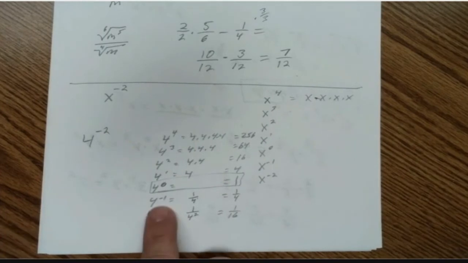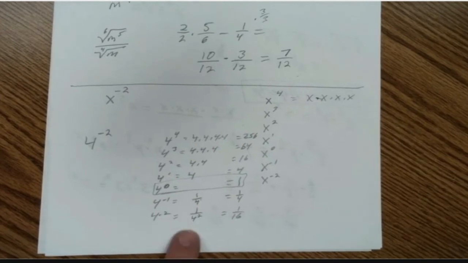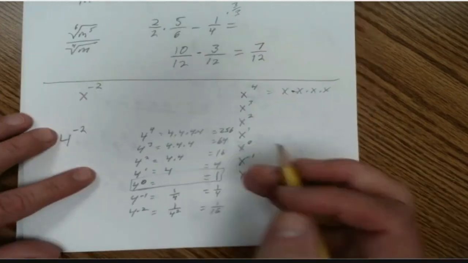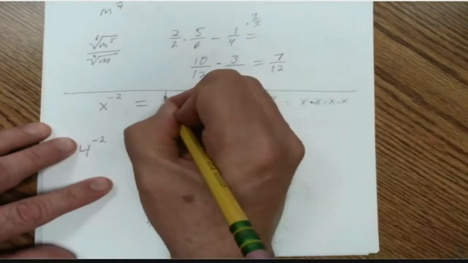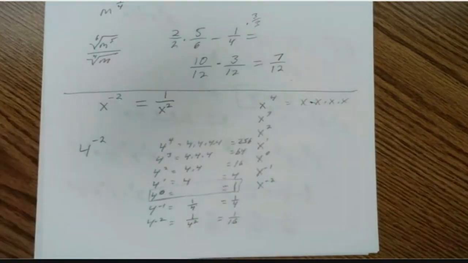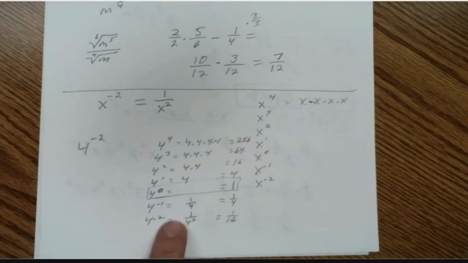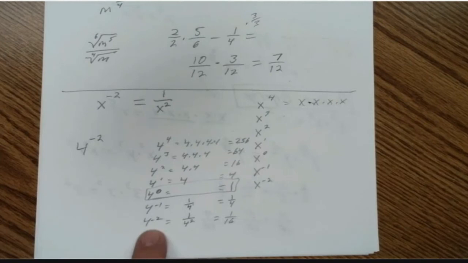So what happens when you have a negative exponent is you move that down into the denominator and it becomes positive. So if I have x to the negative 2 power, that's the same as 1 over x to the positive 2 power. I just move it to the denominator and it becomes positive. 1 over 4 squared is 1/16 because it was to the power of negative 2.